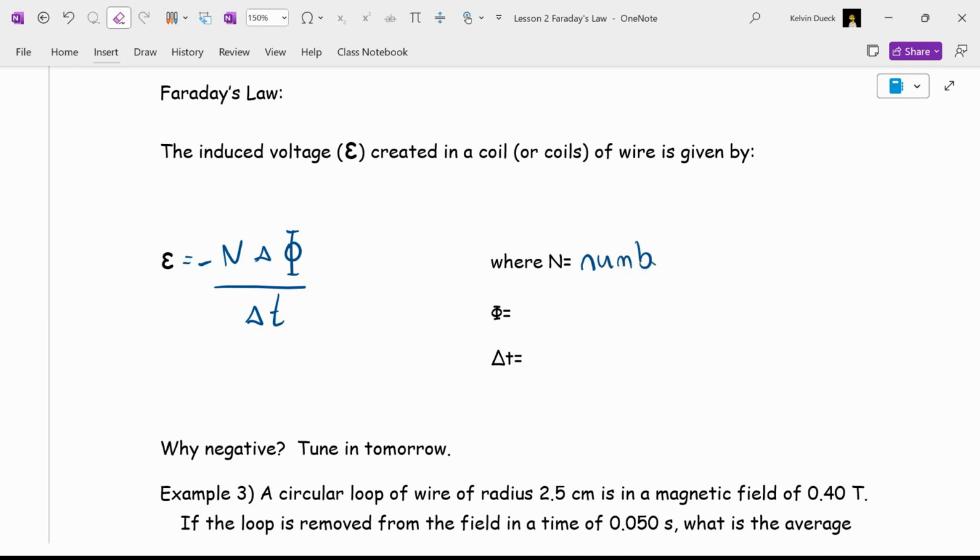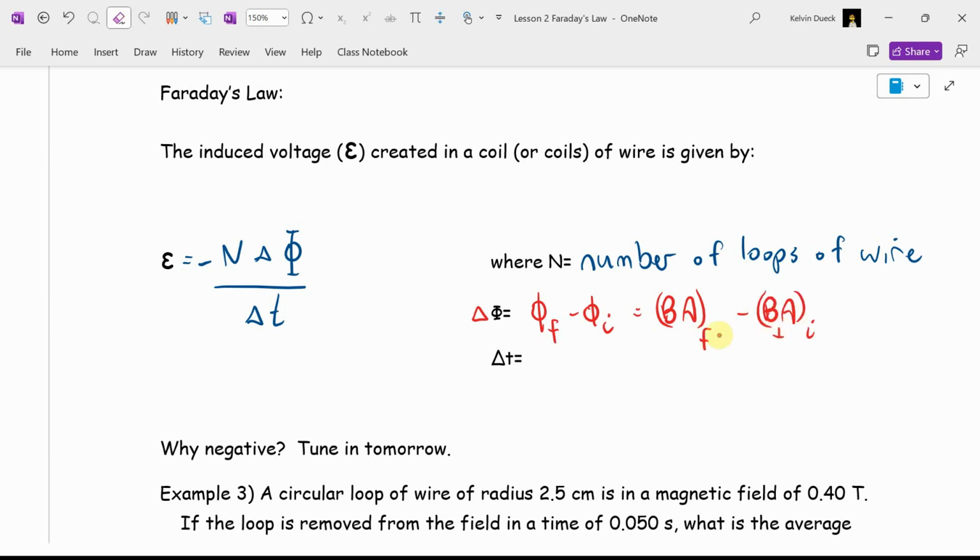N is the number of loops of wire. In front of the flux symbol, put a delta, because it is a change in flux. What's change in anything? So it's going to be final flux minus the initial flux, except how do we calculate flux? Flux is what times what? Also on your formula sheet. So it's going to be BA final minus BA initial. And remember that these are going to be perpendicular. Oh, and then delta T is the change in time.